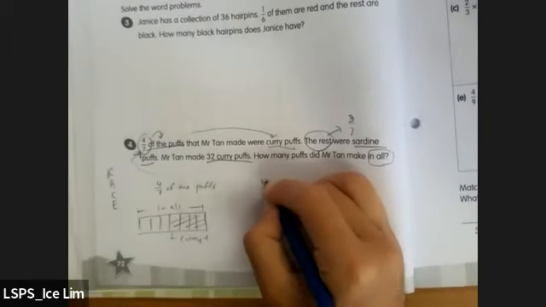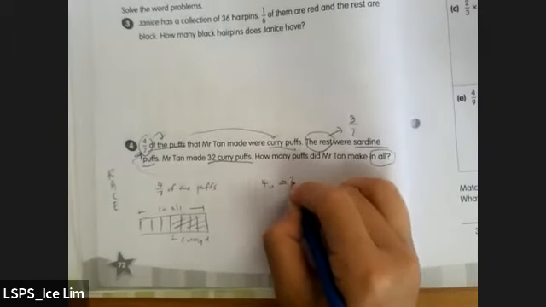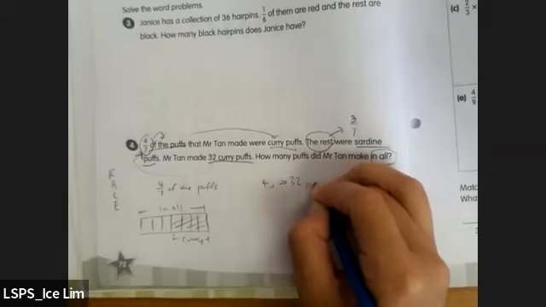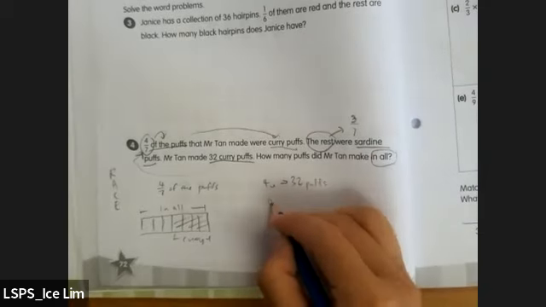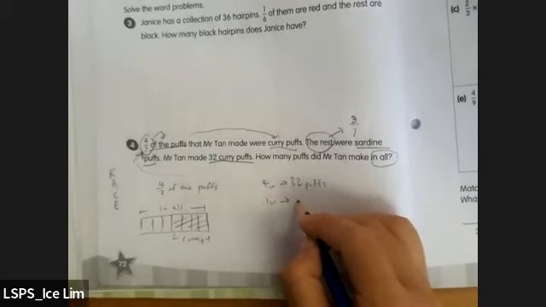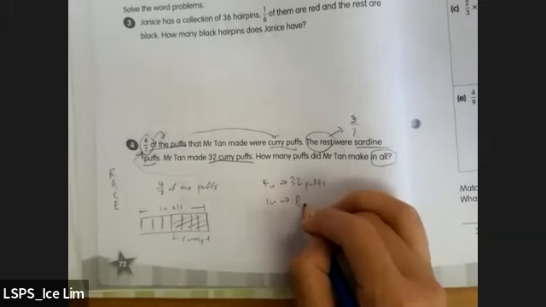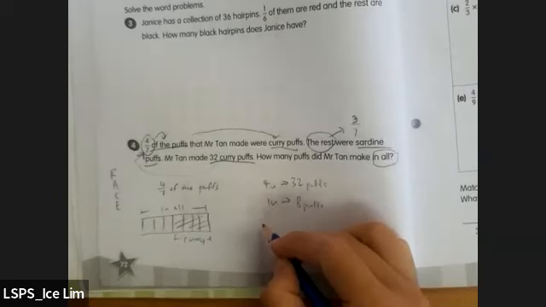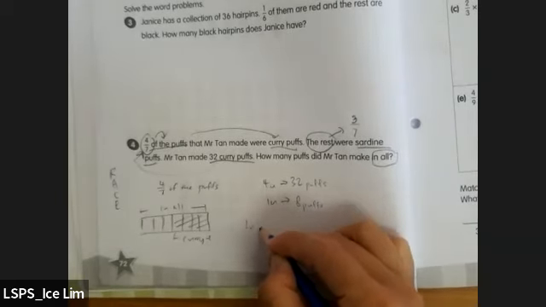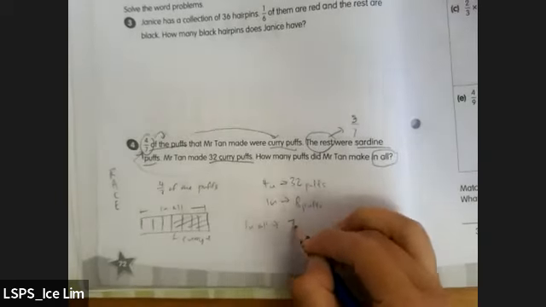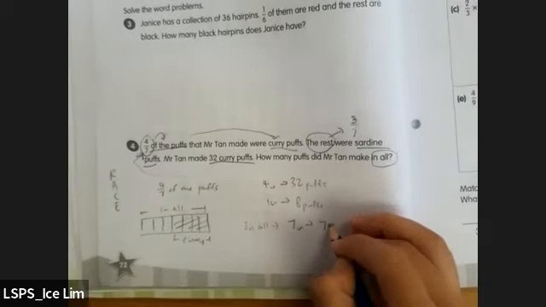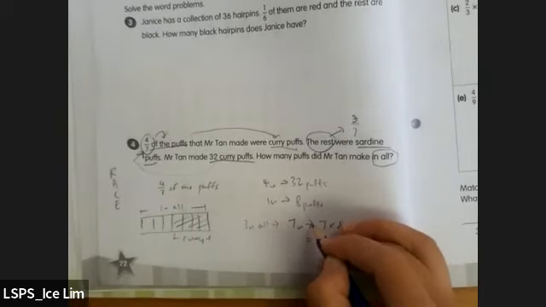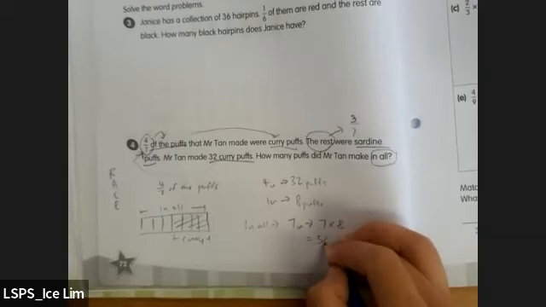So I could write down 4 units is 32 puffs. So 1 unit is 8 puffs. So 32 divided by 4 is 8 puffs. And then in all is how many units? 7 units. So 7 times 8, right? Then how many puffs are there? 56.